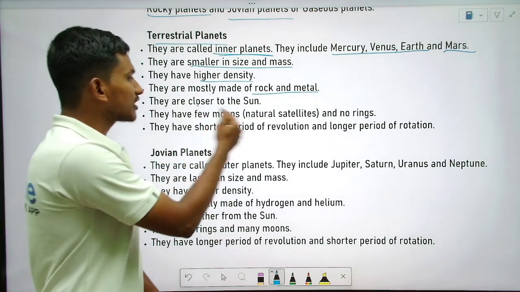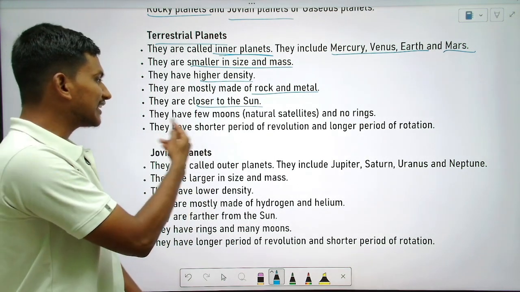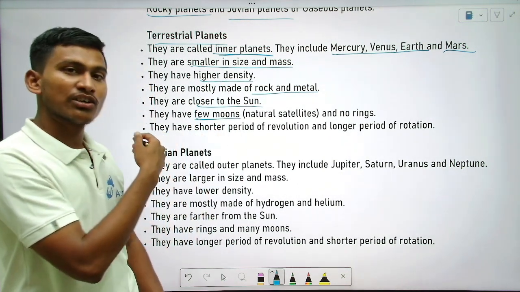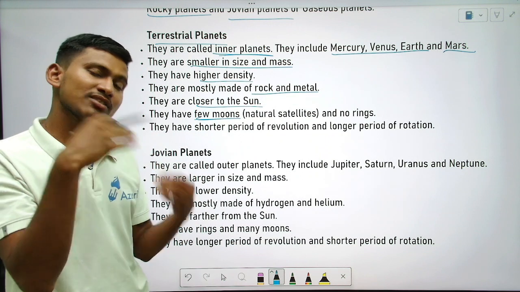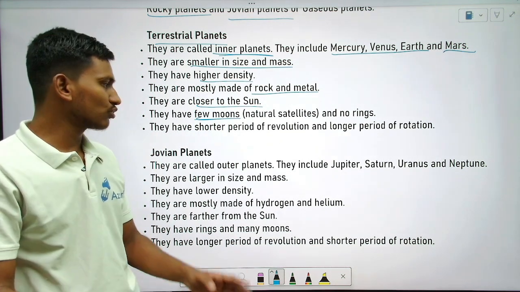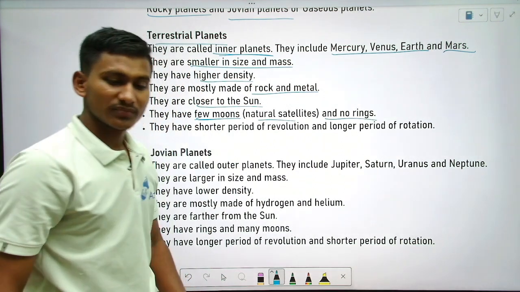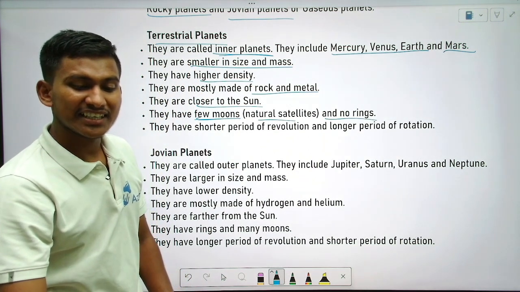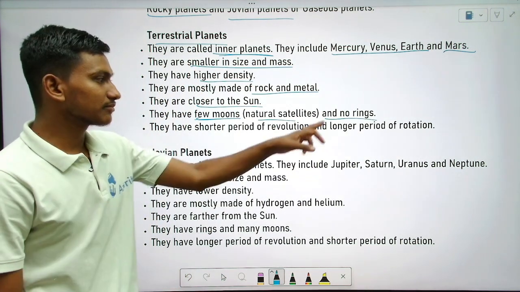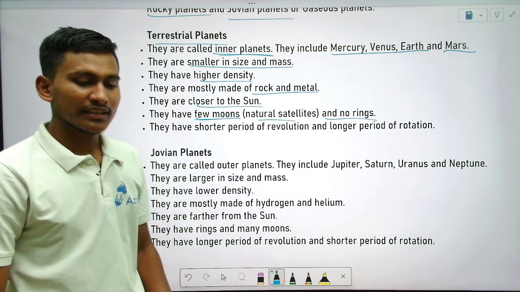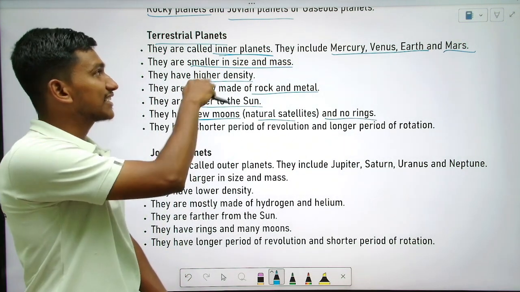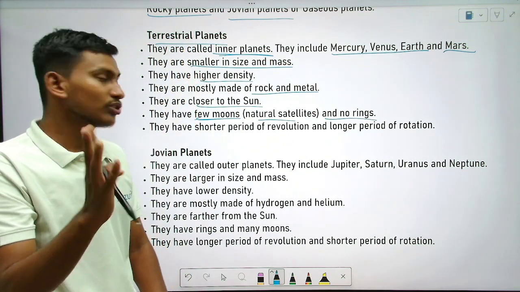They are closer to the sun and they have few moons. Jupiter has most of the moons. It has so many moons, which are natural satellites, and no rings. Which planet has rings? Tell me, which planet has rings? Yes, Saturn has rings. So the terrestrial planets don't have rings.